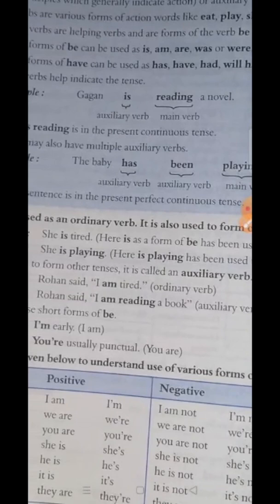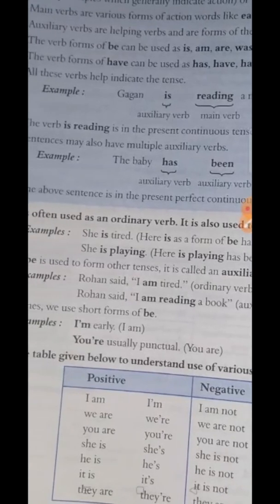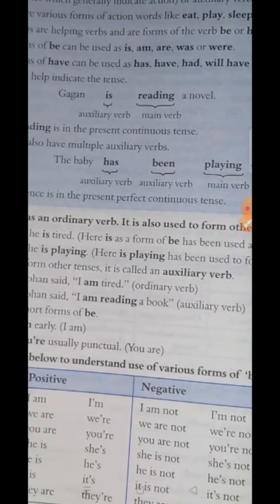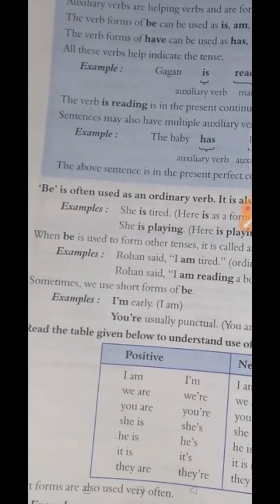The sentence is in the present because we have used has been. The sentence is in the present perfect continuous tense because we have used the ing form, and has been comes in the present perfect. So that's why the sentence is in the present perfect continuous tense. And there are two auxiliary verbs we have used: has, an auxiliary verb, and been, an auxiliary verb.